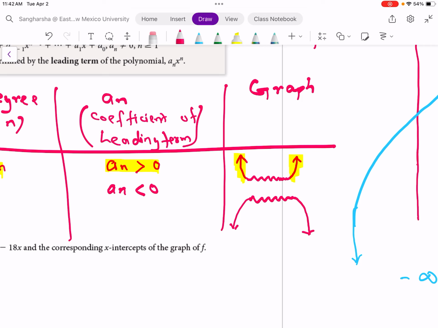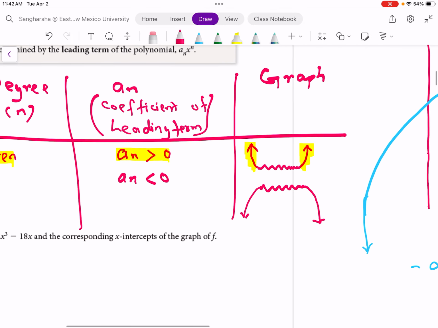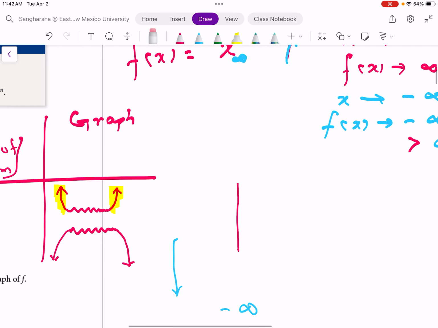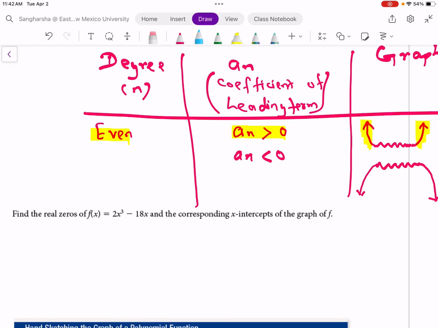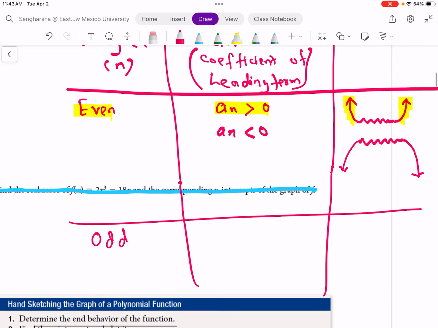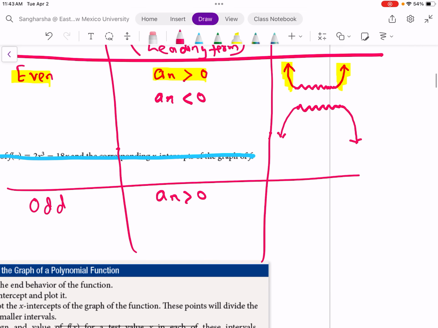Now the next case would be for the odd degree. Let me erase my question for a second. Let me continue here. Let's take our degree to be odd now, so odd degree means 1, 3, 5, 7. If the degree is odd and the coefficient of the leading term is greater than 0, then we're going to have a graph that looks like this.